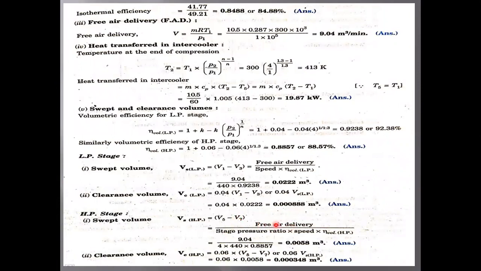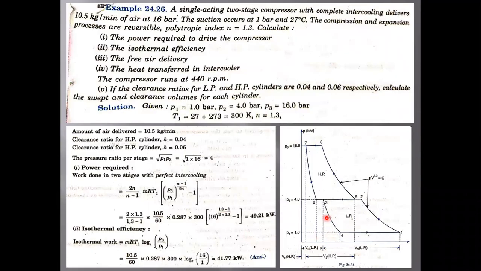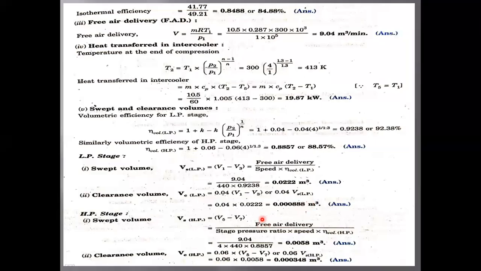And here the free air delivery. How can we find out V5 minus V7? Free air delivery within the high pressure compressor, for that we need to take the stage pressure ratio also. Why? Because up to here only we need to take, not beyond. That means we are considering the pressure ratio here, whatever pressure is developed here. That means we are going to take the intermediate pressure P2, that is, the stage pressure ratio.